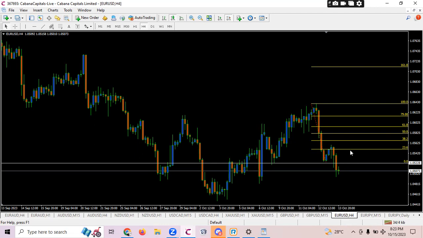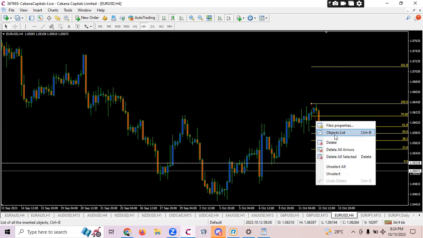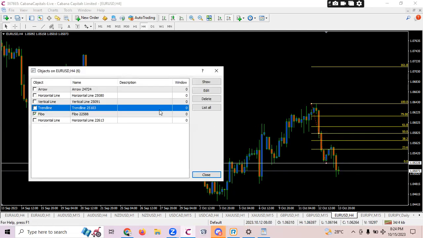It's positively correlated with Euro USD. So if we are looking for buy opportunities on GU, we should also look for buy opportunities on Euro USD. Okay. So let's start with the weekly.